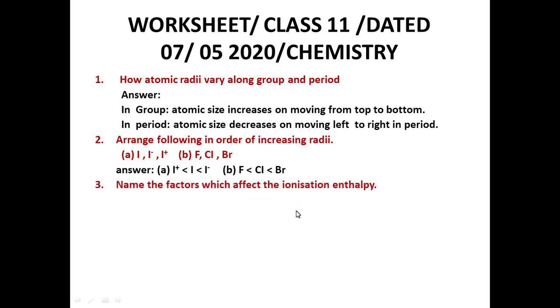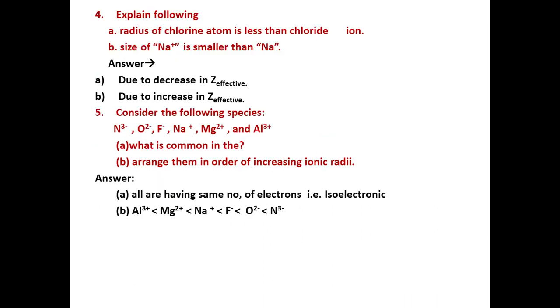Come to the next, question number three. Name the factors which affect the ionization enthalpy, as you already mentioned. Okay, I can repeat again: atomic size, effective nuclear charge, electronic configuration, penetration effect. Now question number four. Explain the following. The radius of a chlorine atom is less than the chloride ion. We already talked about it in our previous lecture. It is due to decrease in Z effective. As you know, Z effective is inversely proportional to atomic size. So the size of the chloride ion increases due to decrease in Z effective, and the size of Na plus decreases due to increase in Z effective.